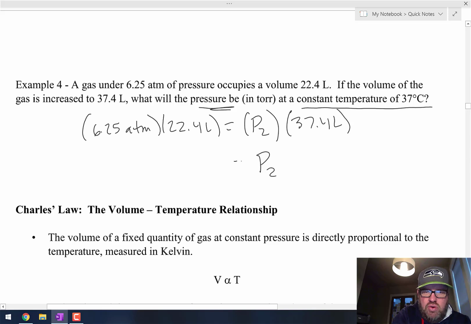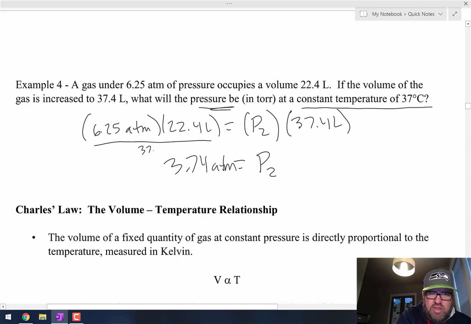So P2 is going to equal 6.25 times 22.4 divided by 37.4 equals 3.74 atmospheres. And again, guys, when you do the math here, notice that when you put that 37.4 liters on the bottom, the liters cancel. And so the units that you're left with are atmospheres. So notice they say, what will the pressure be? But then they want it in torr. So we've got our final answer, but it's in atmospheres.